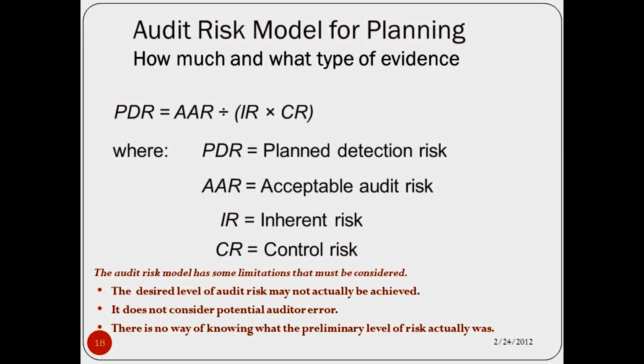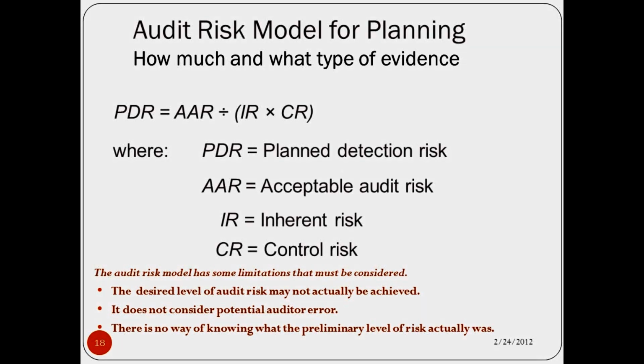So the audit risk model is used for planning purposes, and I'll explain. There are 4 components to it, and one component is planned detection risk. Planned detection risk is, given your audit procedures, what's the risk that your audit procedures will not detect a misstatement. And we talked about acceptable audit risk.